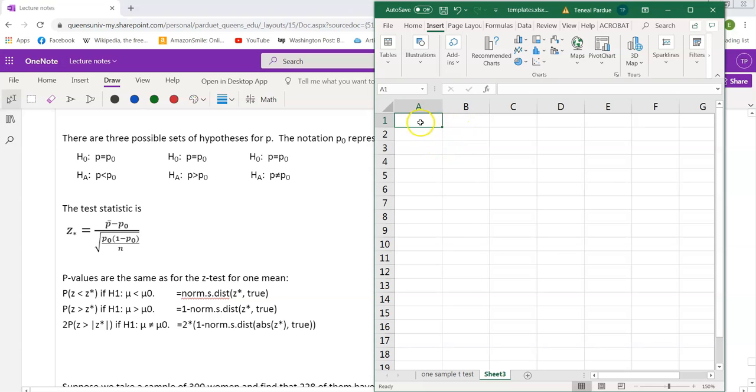All right, let's leave a column over here because we may want to use some data a little bit later on, and we want to leave a column for that. So some things we're going to need. We're going to need the hypothesized value for P. We are going to need X. We are going to need N. And I guess that's it.